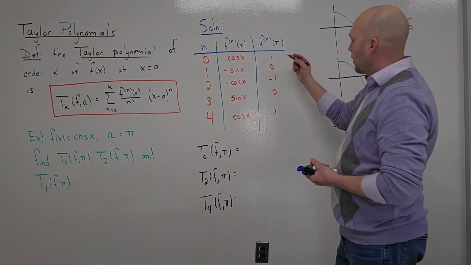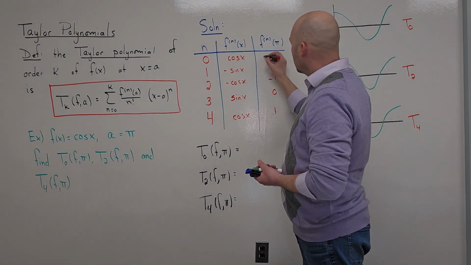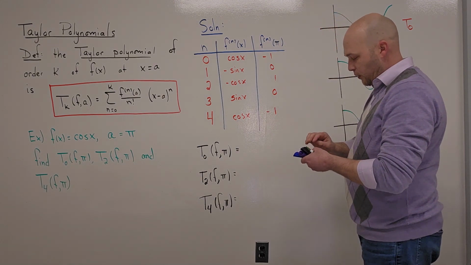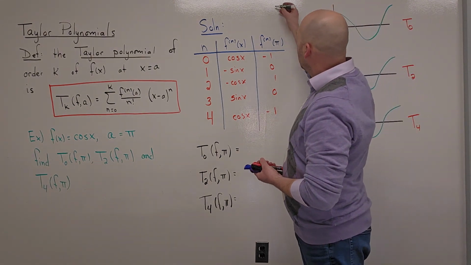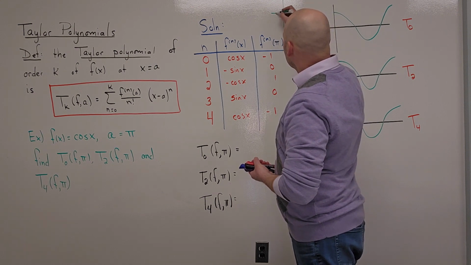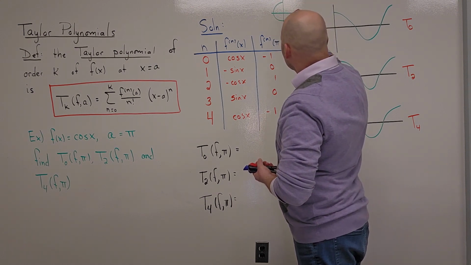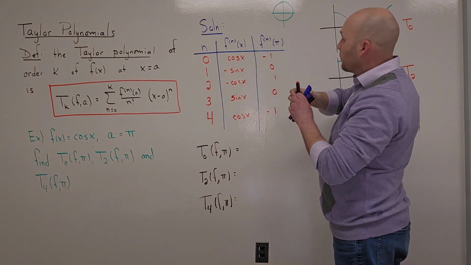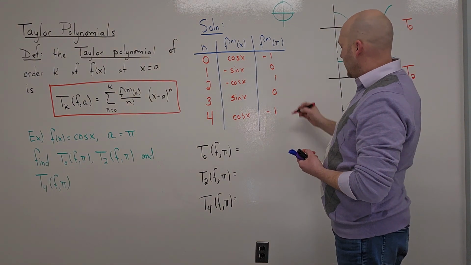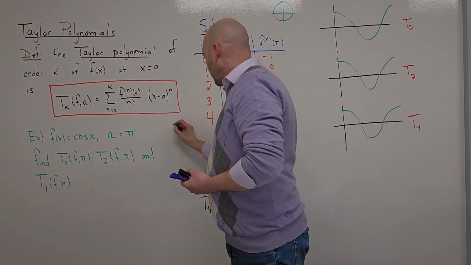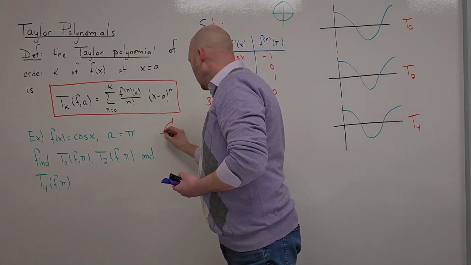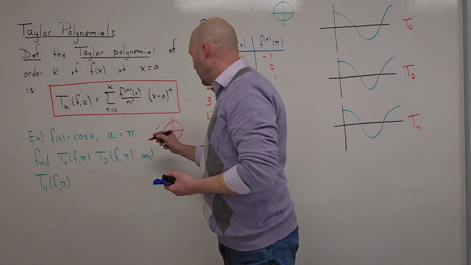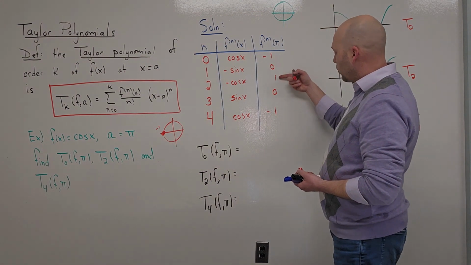Wait, hold on, sorry, change those signs, and then I'm going to elaborate as to why. Remember that when I plot the angle pi on the unit circle, that puts me over here, which has an x-coordinate of negative 1. So that should have been negative 1, 0, 1, and negative 1.